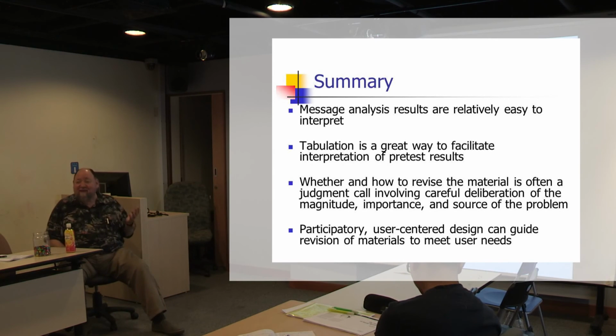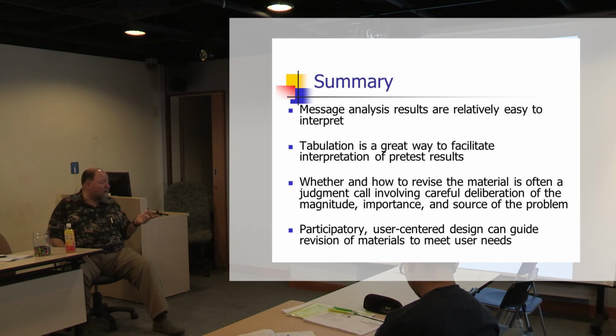Either they got it or they didn't get it. Tabulation is a great way to facilitate interpretation so we can see the percentages of understanding. Whether and how to revise materials is a judgment call involving careful deliberation, but it's important to refine when necessary. Participatory user-centered design can guide revision of materials to really meet user needs.